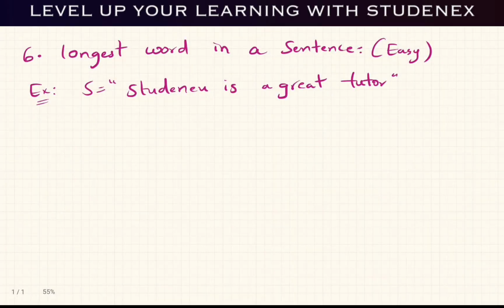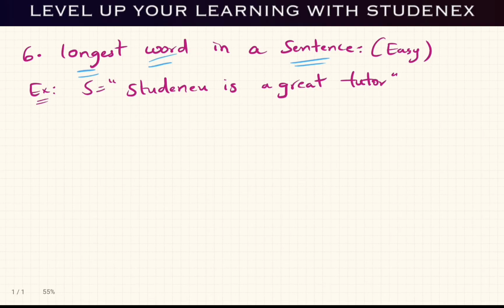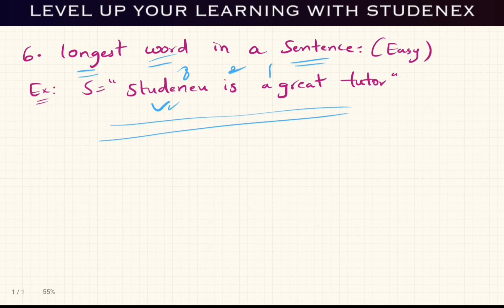The sixth question is finding the longest word in a particular sentence. If you see, this is a whole sentence. In this sentence, student X has 8 characters, is has 2, a has 1, great has 5, and tutor has 5. If you check, the longest word here is going to be student X. So I need the longest word as the output.